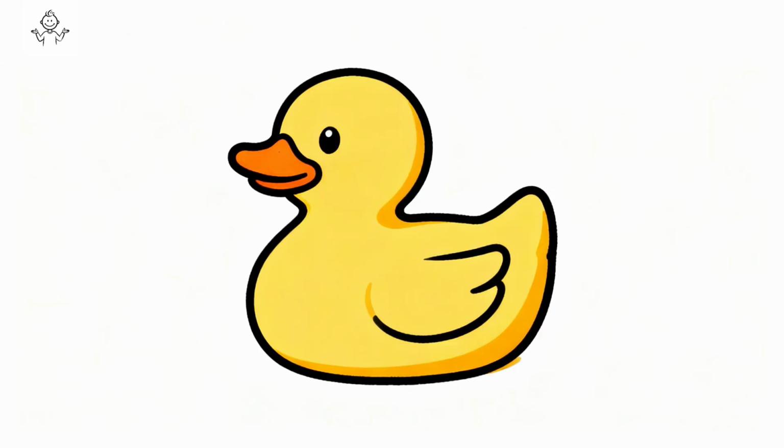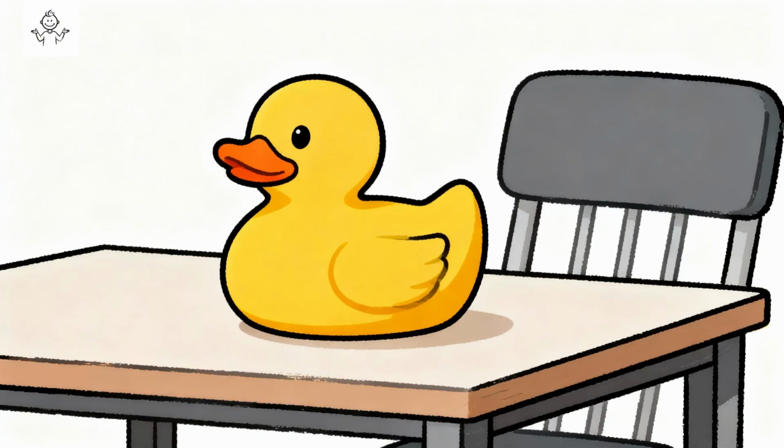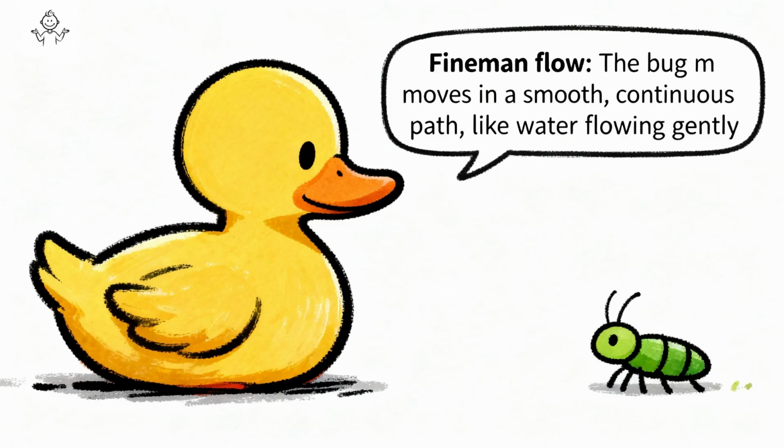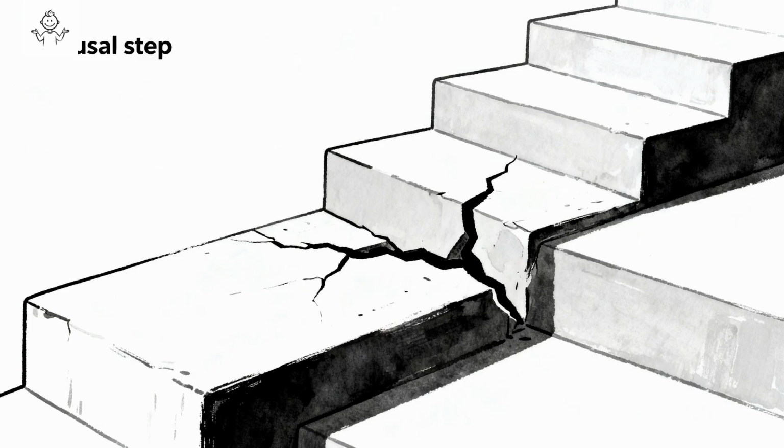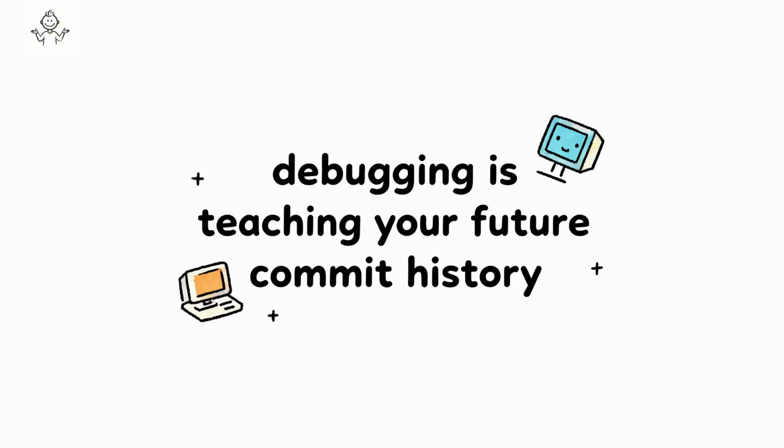Rubber duck variant. Engineering: put a rubber duck on your desk. Explain the bug to the duck with the Feynman flow. If the duck looks confused, you will spot the broken causal step. Debugging is teaching your future self.